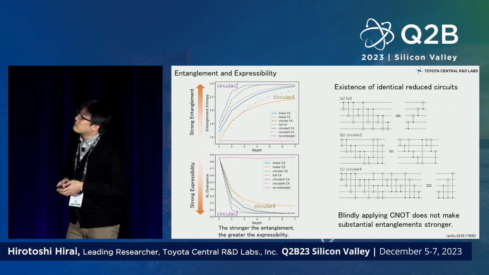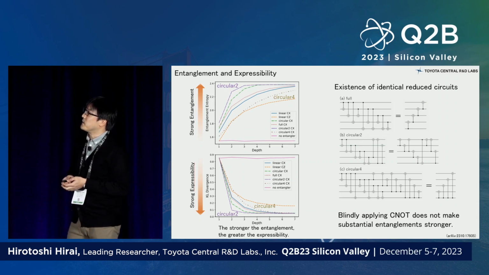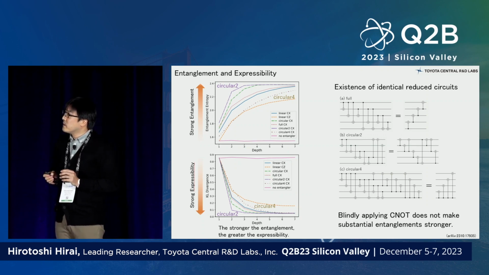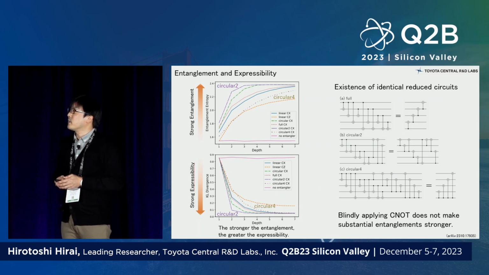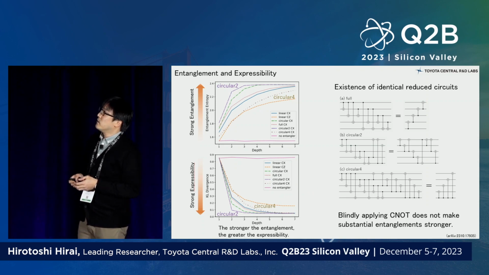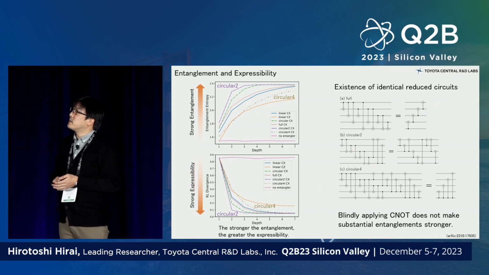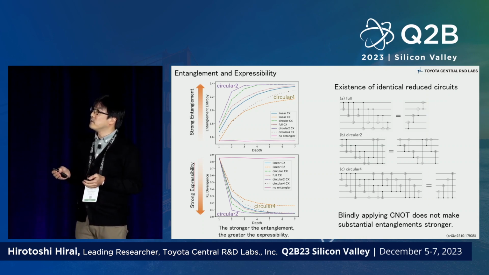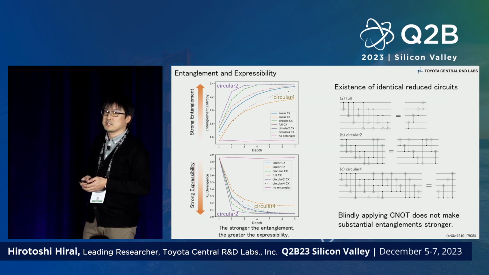The upper graph shows the entanglement entropy. For the ansatz, strong entanglement corresponds to higher entanglement entropy. The bottom graph shows expressibility. We evaluated the KL divergence between the fidelity distribution of random parameter circuits and that of Haar random states. We can see that a circuit with stronger entanglement has stronger expressibility.